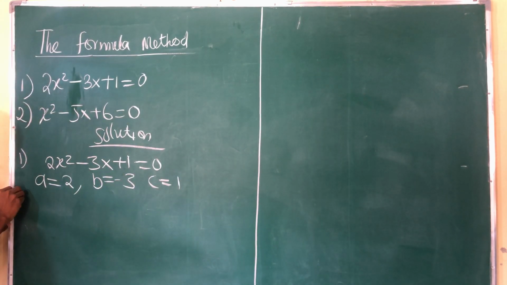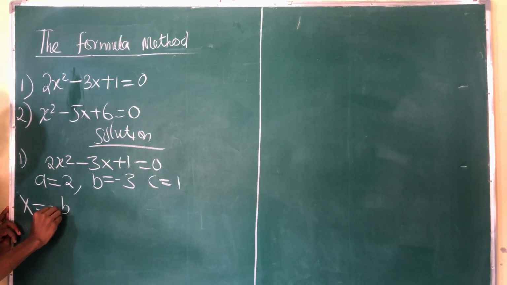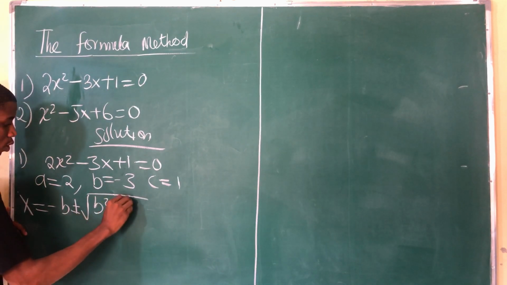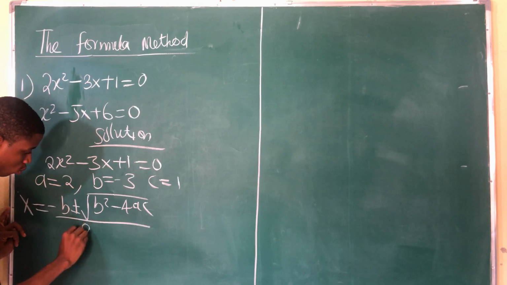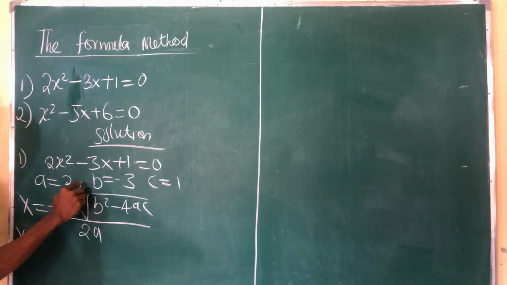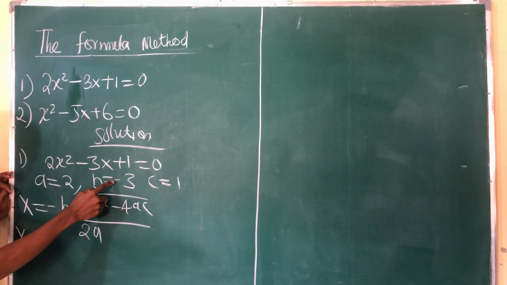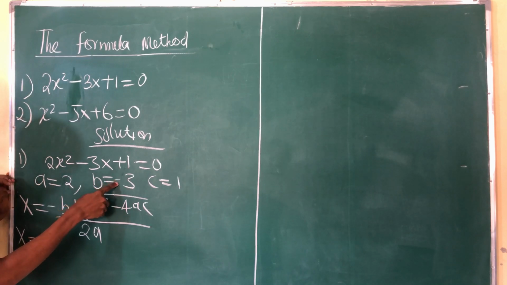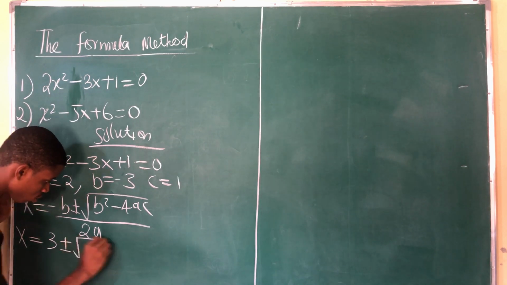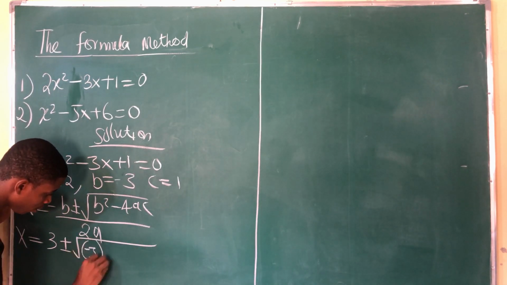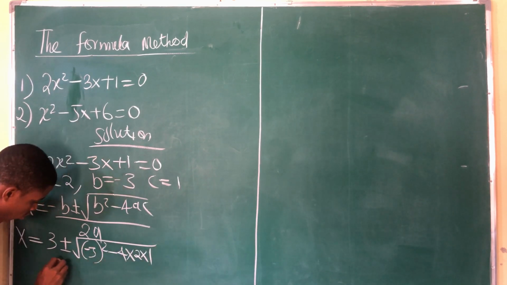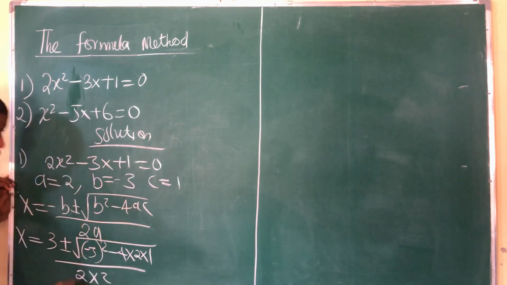So from our general formula, we have that x is equal to -b plus or minus the square root of b squared minus 4ac, all over 2a. So therefore, we're going to substitute these values. So we have x is equal to negative b, and b is -3, so negative b becomes positive 3, plus or minus the square root of (-3) squared minus 4 multiplied by 2 multiplied by 1, all over 2 multiplied by 2, because a is 2.